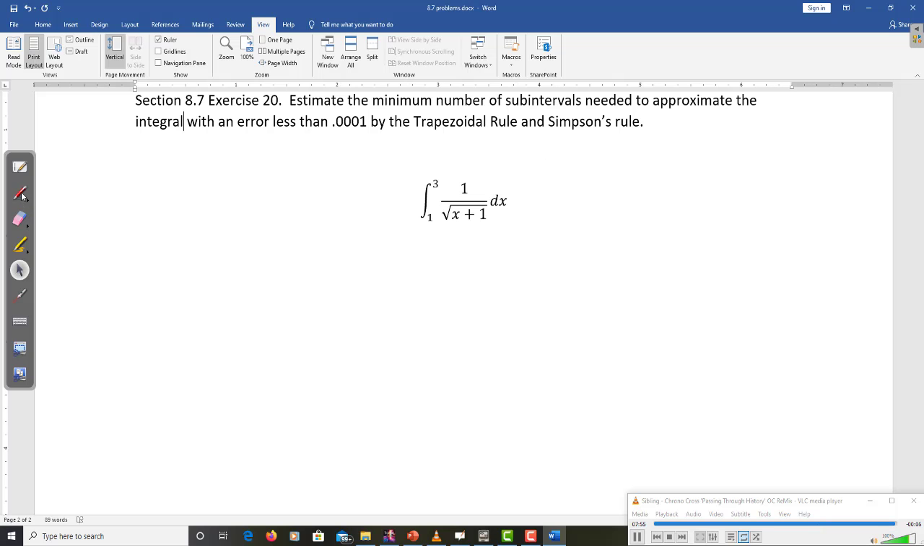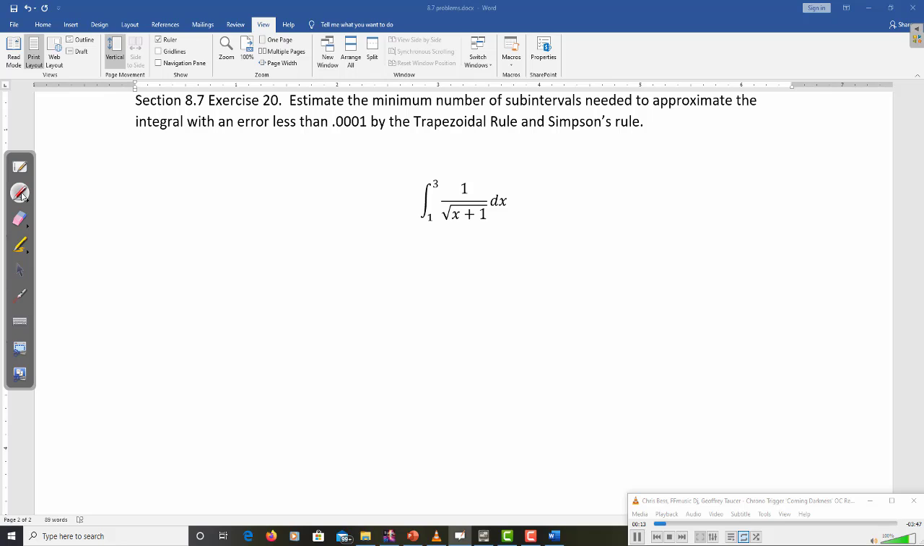Let's apply them. So here's the problem we're going to be doing. This is exercise 20 from 8.7. We're going to estimate the minimum number of subintervals needed to approximate the integral with an error less than 0.0001 by the trapezoidal rule and by Simpson's rule.